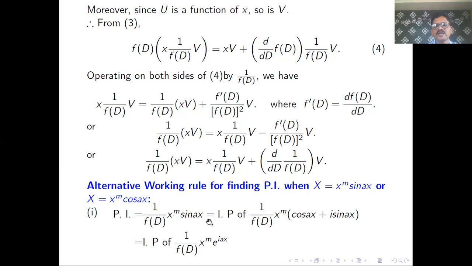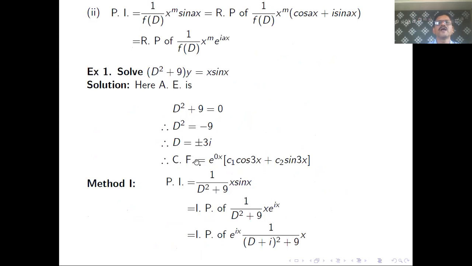and further use case number 3 for finding the value of the particular integral. Further here, if capital X is given as x raised to m into cos x, then in that case, this IP you replace by RP. RP means real part. So in that case, you proceed to find PI to be like this: 1 upon f of D operate x raised to m into sin ax. Sorry, this must be, friends, cos ax. This must be cos ax, equal to the real part of 1 upon f of D x raised to m.